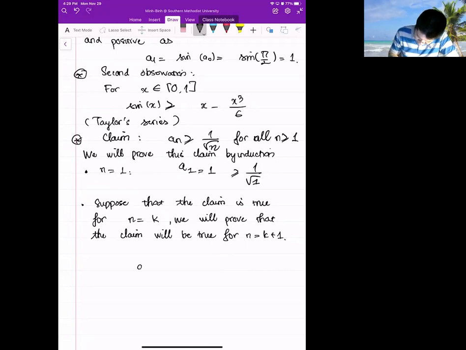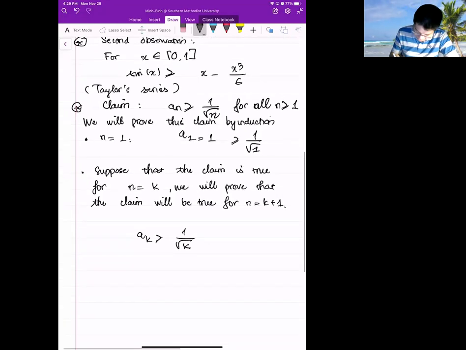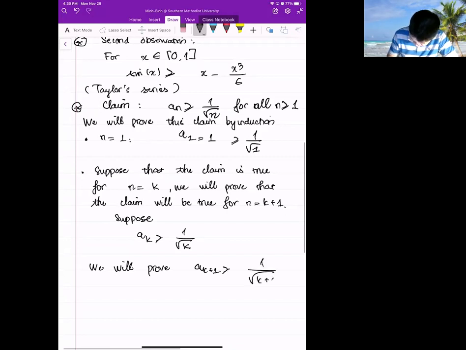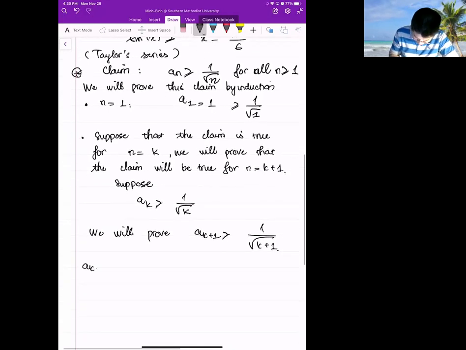Right, so suppose that ak is bigger than or equal to 1 over square root of k, and we will prove that ak plus 1 is bigger than or equal to 1 over square root of k plus 1. Right? But what is ak plus 1? Ak plus 1 is sine of ak.